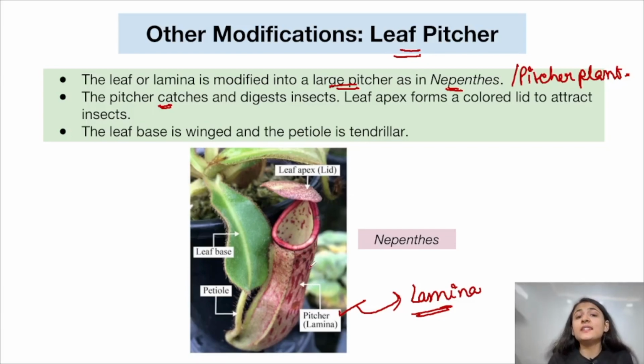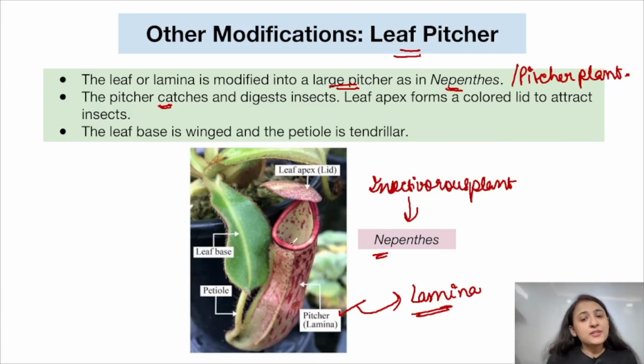This structure eats insects. It catches the insects and then it digests those insects, because these insects are the food for this plant. Why? Because this is an insectivorous plant. It eats insects. Okay, so the pitcher catches and digests insects. The leaf apex forms a colored lid to attract the insect. See, a lid is present at the top of this pitcher.